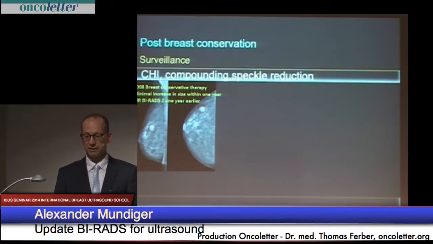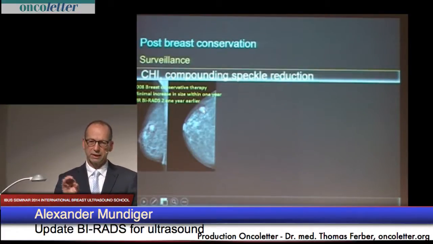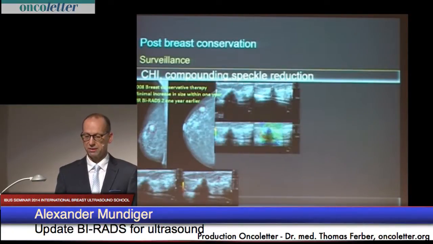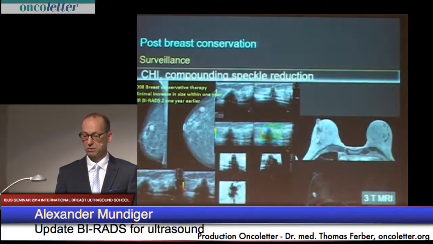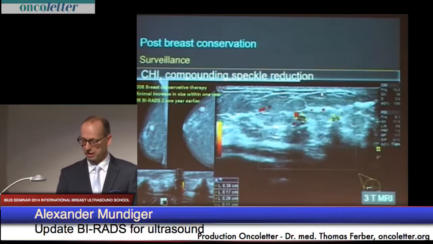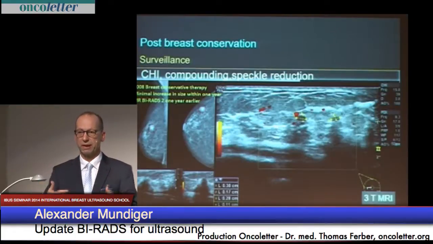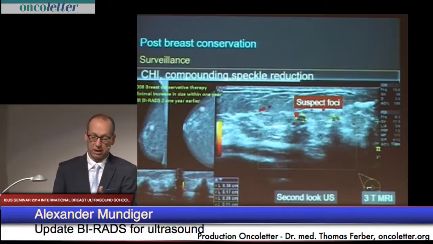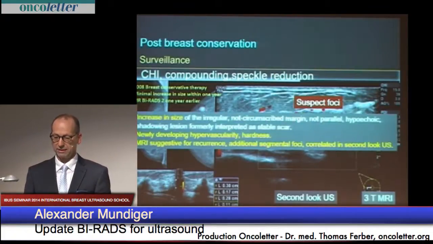And here we have a case with a lady. She had a little increase, maybe a little increase, of this scar-like lesion. And it has not much changed in ultrasound. It could have been a scar, but MRI clearly showed us, this is a 3 Tesla MRI, here we have an enhancement, and we have additional foci. And now coming back to ultrasound, you're able to delineate these foci. So you have to bring all together, and second look ultrasound can specify what we would have thought to be a harmless cyst at the first looking at this image.